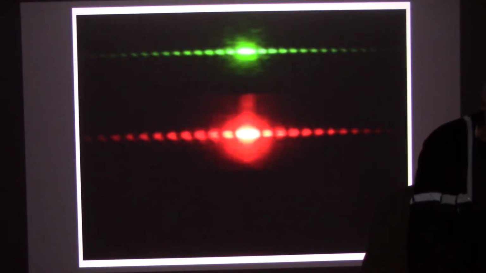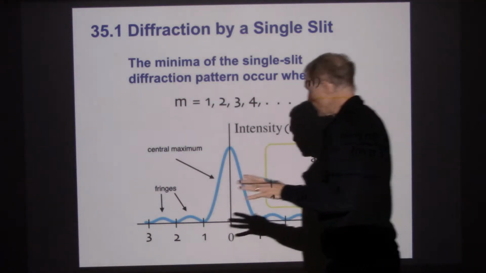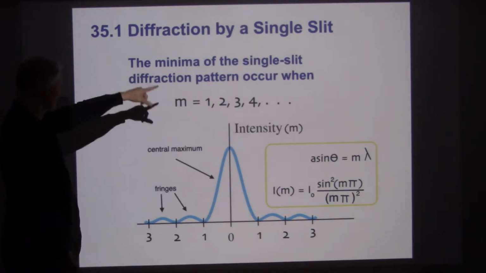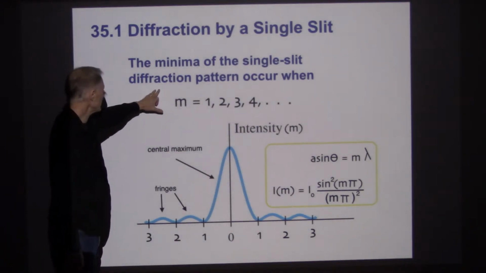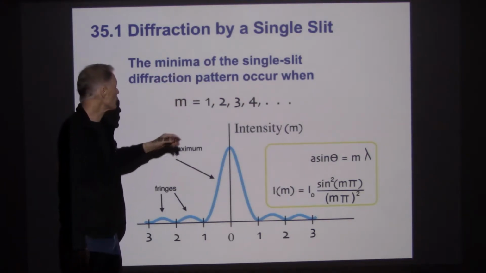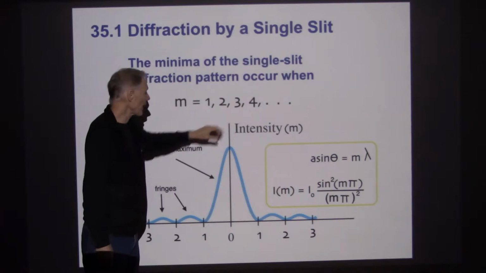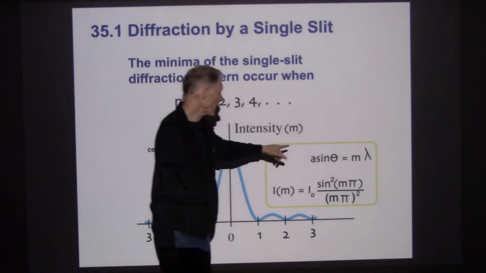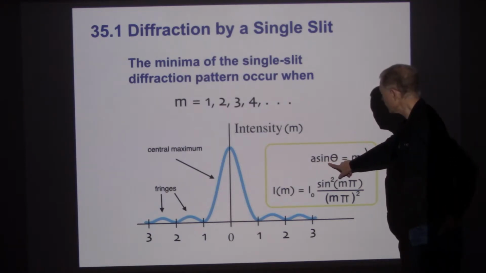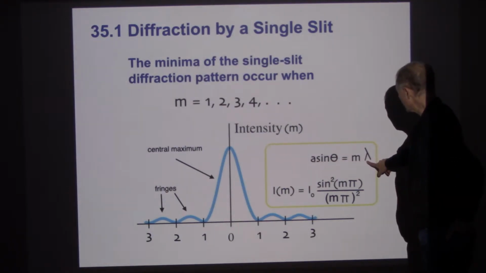So here is a diagram of what we just took a look at. And what it's saying is that it's a single slit diffraction pattern, and the minima, which are predicted to be zeros, occur at integer values of m, where the formula we're working from is a sin θ = mλ.